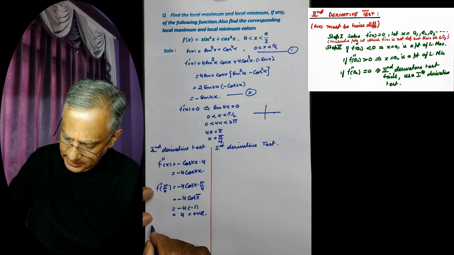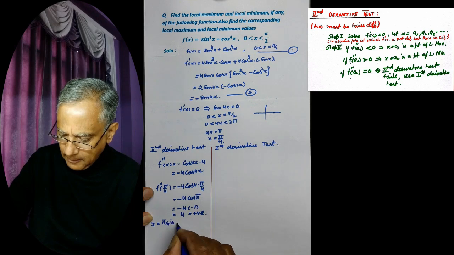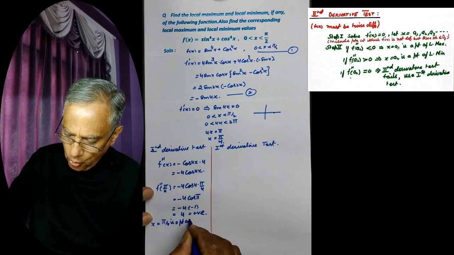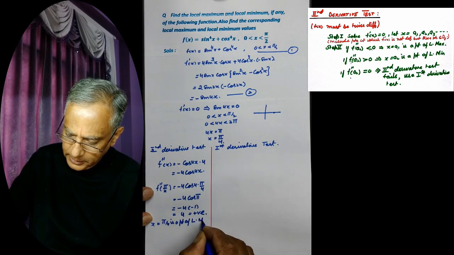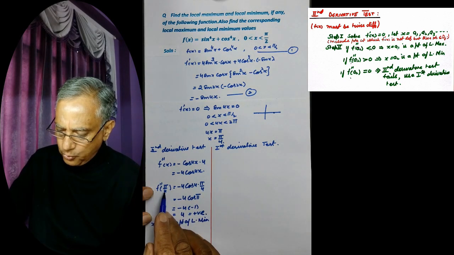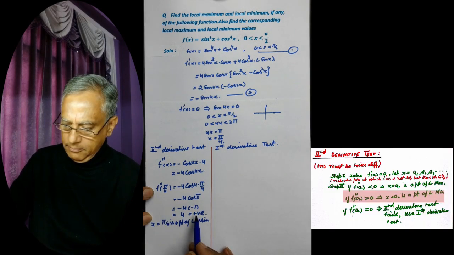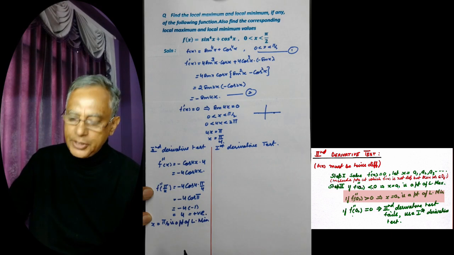Therefore, x equal to pi by 4 is a point of local minimum. This is a point of local minimum because f double dash pi by 4 is positive. For positive, the point will be a point of local minimum. You can see the side sheet.